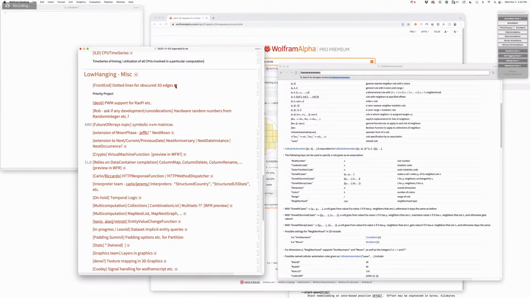Okay, dotted lines for obscured 3D edges. Do we have any hope there? That would be lovely. I mean, it's like cross-hatching and things. Cross-hatching was a creature of the 19th century, so to speak, for technical diagrams, and it's lovely that we can do that now. Although I still have yet to actually use it in production. Maybe I used it once so far. But this would be really cool.